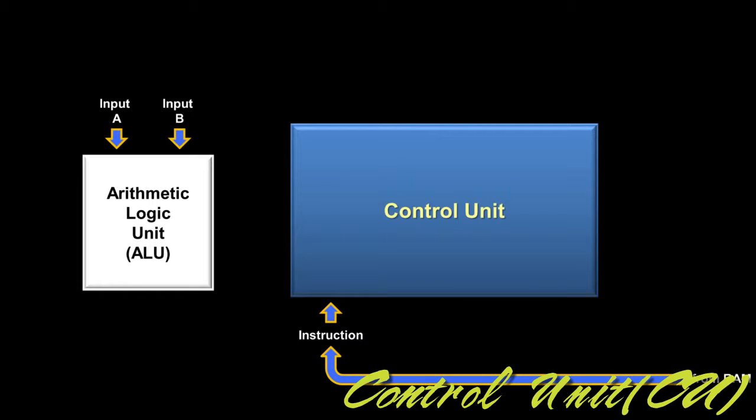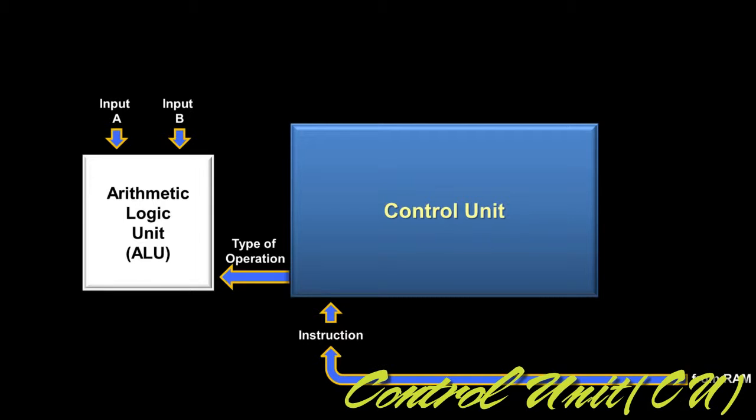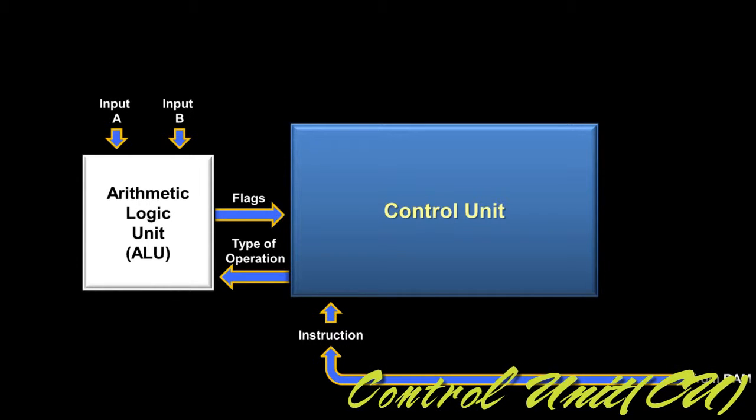The control unit receives that instruction from RAM and then tells the ALU what type of operation to perform. The ALU performs the operation and then outputs the answer. Sometimes, though, depending upon the type of instruction, the output from the ALU can actually be ignored. For instance, if you have a compare instruction, the ALU doesn't need to output an answer. Instead, it just needs to tell the control unit how the two numbers compare to each other. For this, the ALU uses what are called flags, and they help the control unit decide what to do when it receives the next instruction, like jump if, which we'll see later.